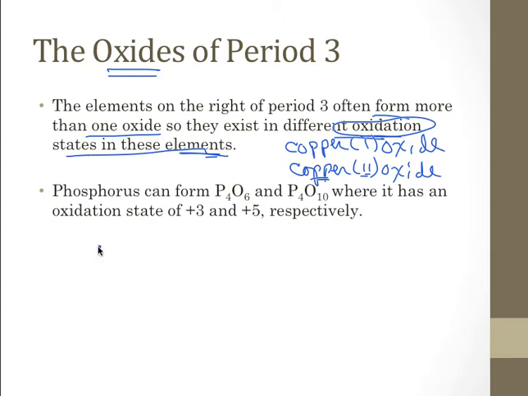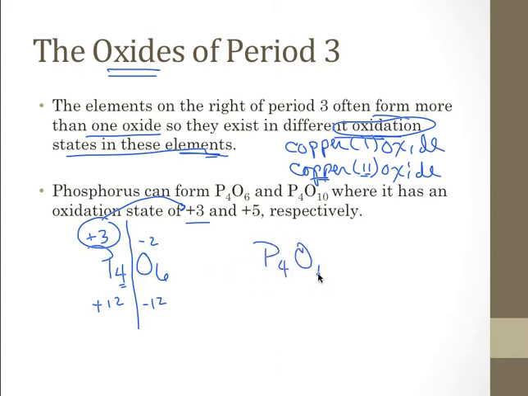How do you go about determining what these oxidation states are? Well, if you look at P4O6, oxygen is a negative 2. I have 6 of them, so this total negative side is a negative 12. Overall, this compound has to be neutral because there's no charge written on it, so this side has to be plus 12. Well, I have 4 phosphoruses, so each of those phosphorus has to be a plus 3. That's where this oxidation state comes from.